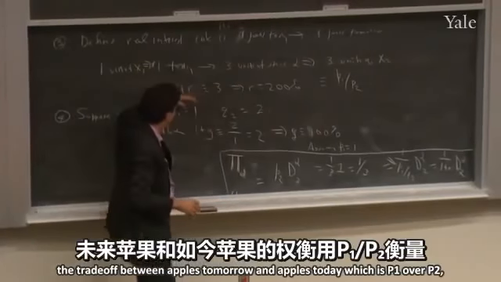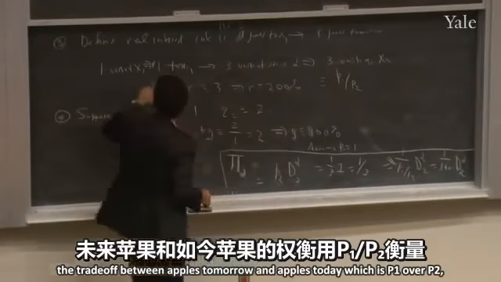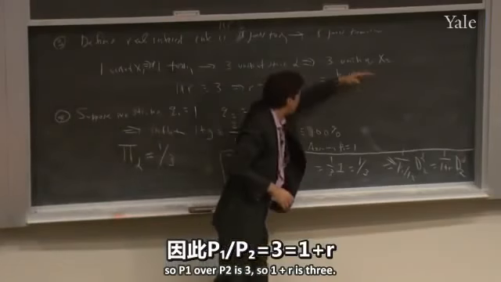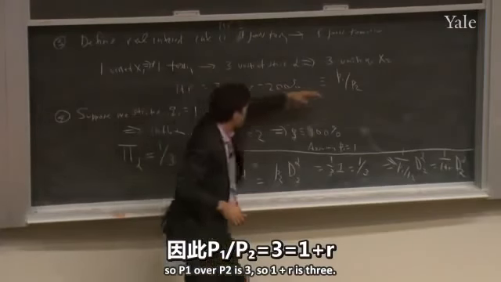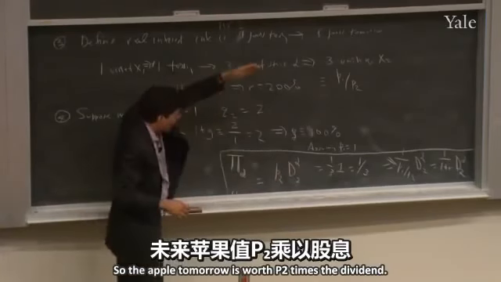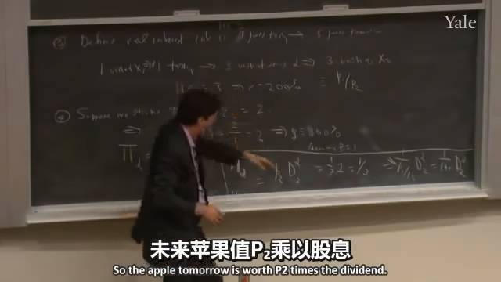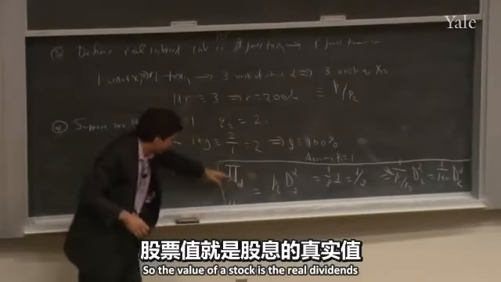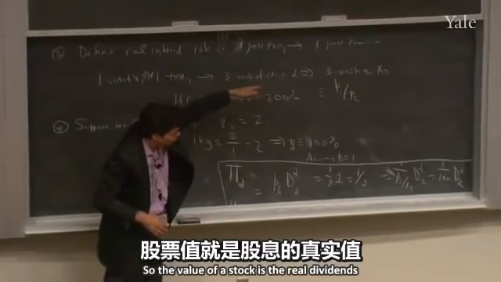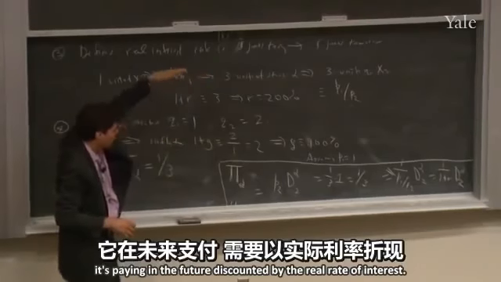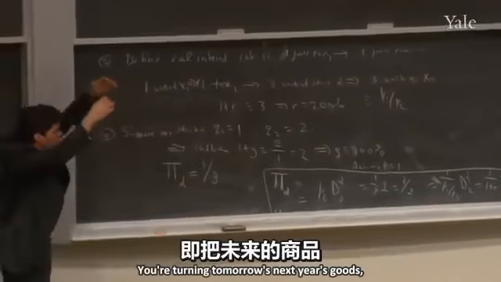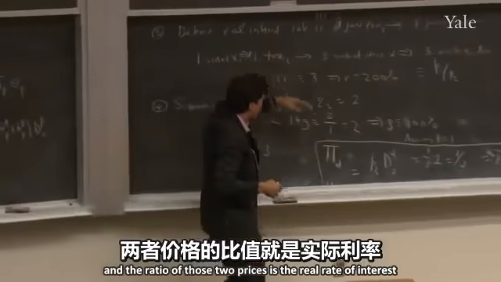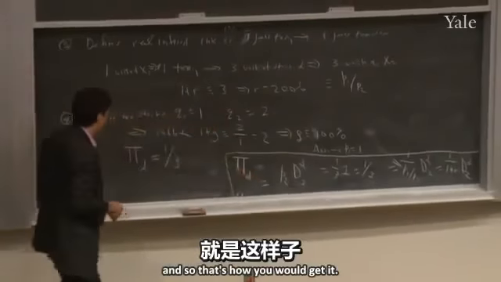Another way of saying that, if P1 is 1, is that the real interest rate, the trade-off between apples tomorrow and apples today, is P1 over P2, because 1 apple today can give you 3 apples tomorrow. So P1 over P2 is 3, okay? So 1 plus R is 3. So the apple tomorrow is worth P2 times the dividend. That's just 1 over 1 plus R times the dividend, okay? So the value of a stock is the real dividends it's paying in the future discounted by the real rate of interest. You're turning next year's goods into the equivalent in terms of this year's goods. And the ratio of those two prices is the real rate of interest.